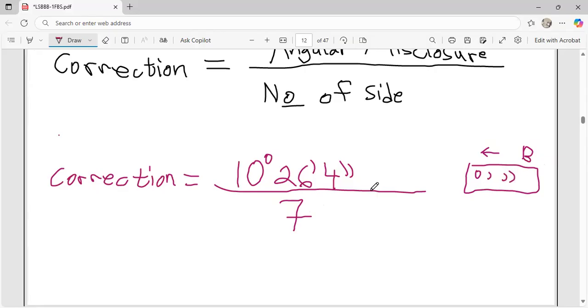Seconds. That's what you're supposed to use. So if you press 10, you press this symbol. If you press 26, you have to click this symbol. If you press 4, you have to click this again. Then at the end of the day, you press your division sign.